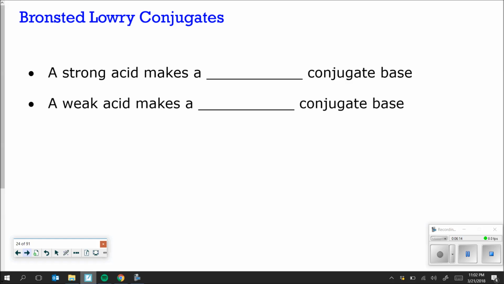So, Bronsted-Lowry conjugates. When we are discussing what makes what, strong acids are always going to make weak conjugate bases. And weak acids are always going to make very strong conjugate bases. So they are going to be opposites.